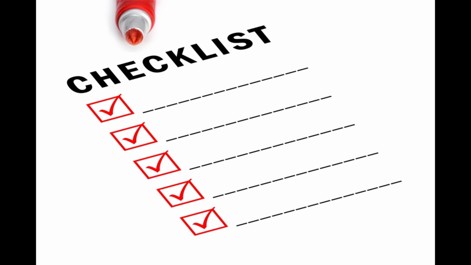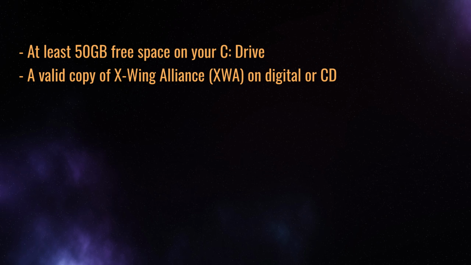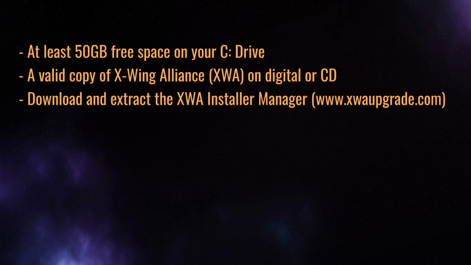Before we get started, let's quickly make sure you have everything you need to get up and running. You're going to need 50 GB of free space on your C drive, a valid copy of X-Wing Alliance, and the X-Wing Alliance Installer Manager downloaded from the XWAU website at www.xwaupgrade.com. A link to the XWAU website is also on the TFTC website. So, let's go through this list in more detail.